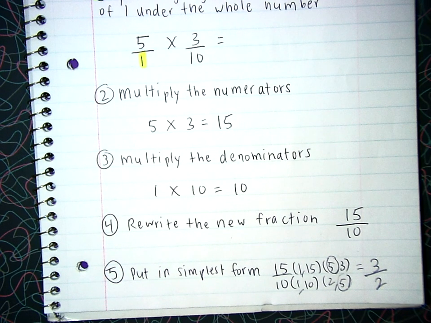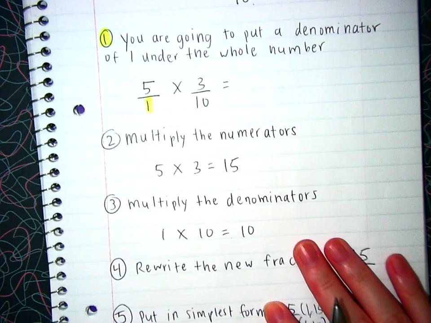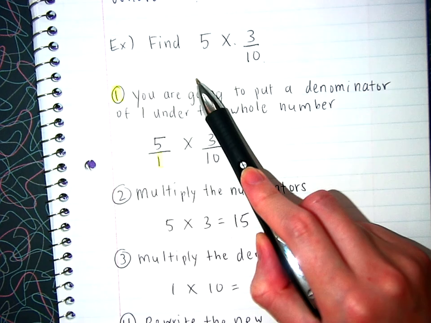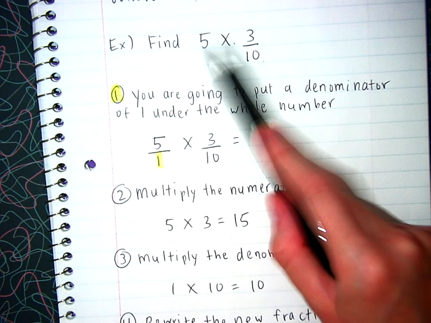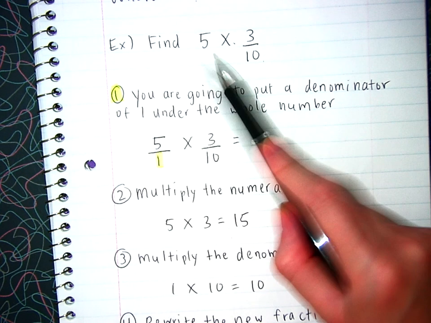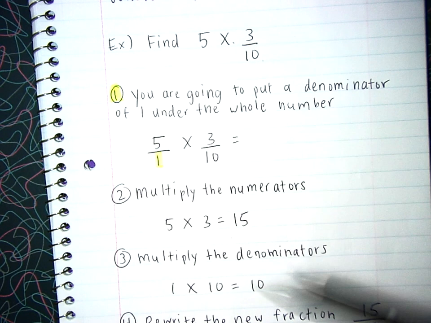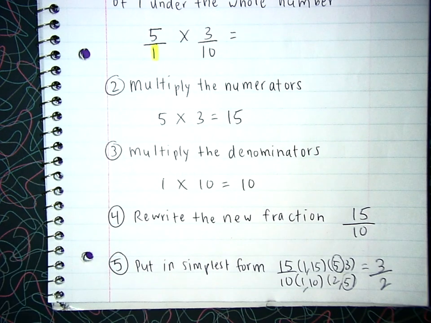So it's quite easy. Just remember to add a denominator of 1 under the whole number. It's not just for this problem. Every problem where you have the whole number, put a denominator of 1, and then multiply numerator, multiply the denominator. Then put the fraction in its simplest form, and that is all that you need to do to multiply fractions by whole numbers.